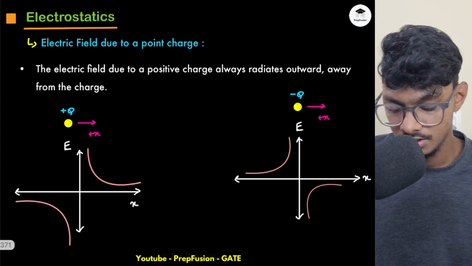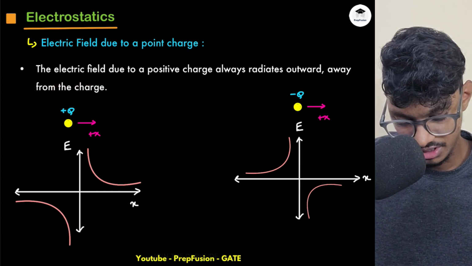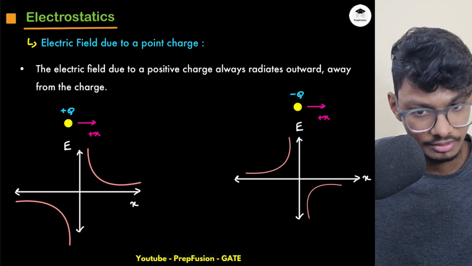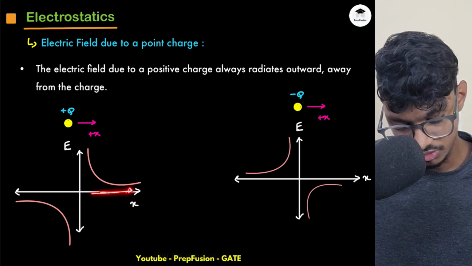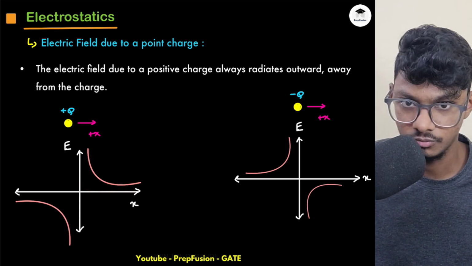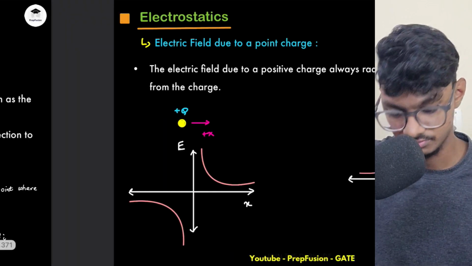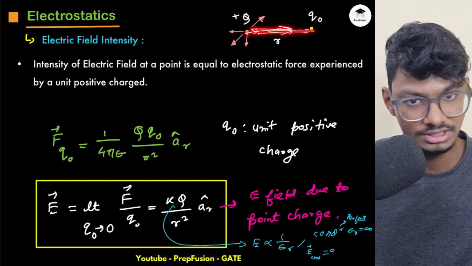Okay. Electric field due to a point charge. The electric field due to a positive charge always radiates outwards, away from the charge. That I already know. So as I move away from the charge, it will be only plus. It can never go negative. And if I am moving in the negative x direction, it will be more towards negative x. If I move in this direction, it will be more in this direction only.